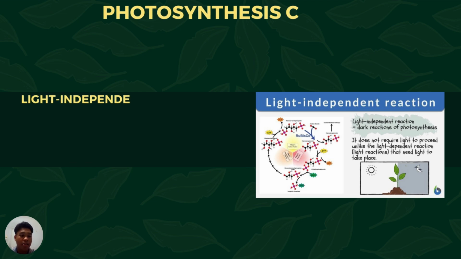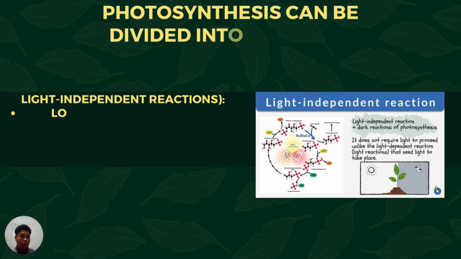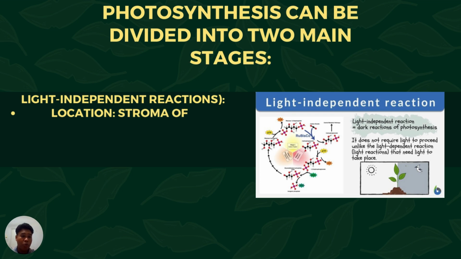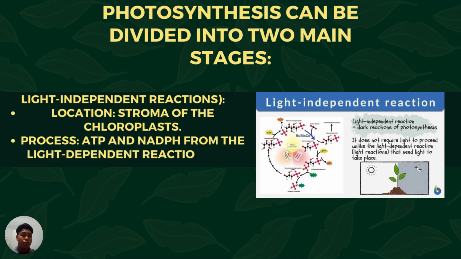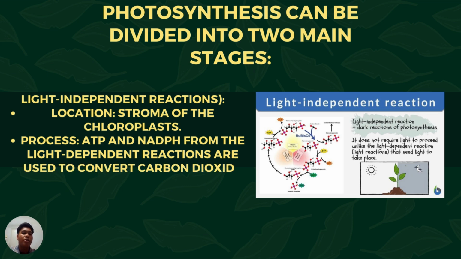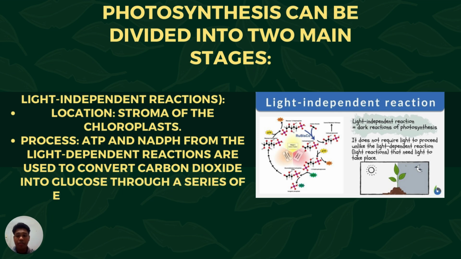So second is the light-independent reaction. The location is in the stroma of the chloroplast. The process is ATP and NADPH from the light-dependent reaction are used to convert carbon dioxide into glucose through a series of enzyme-driven steps. The light-independent reaction of photosynthesis does not require light to proceed, unlike the light-dependent reaction that needs light to take place.